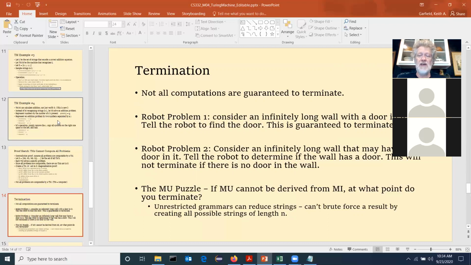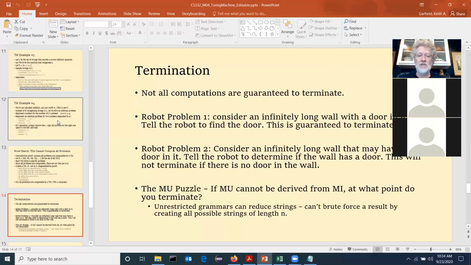So we have this notion of decidability. Okay, decidability means I decided something, yes or no. Is there a door in the wall? You decide, yes or no. I can decide yes, but if it's an infinite wall and I'm asking you if the door is in there, I can never decide no.